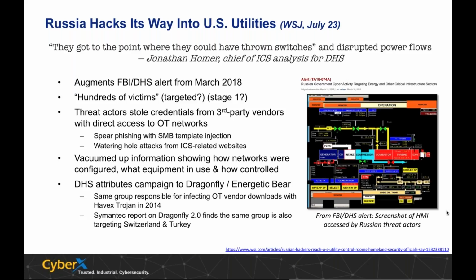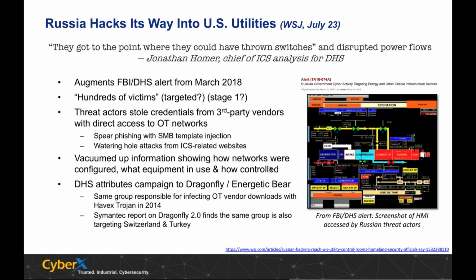So the FBI DHS alert went into quite a bit of detail about how this was occurring. There were two main approaches. The main approach was to steal credentials from third-party vendors who had direct access to OT networks. So if you can steal their VPN credentials, you can dive right into that OT network, bypassing any perimeter security. And they used a couple of different techniques: spear phishing with something called SMB template injection, and also watering hole attacks from websites that are ICS related and that therefore would attract the types of employees they're trying to steal credentials from. The article used the term vacuumed up information.